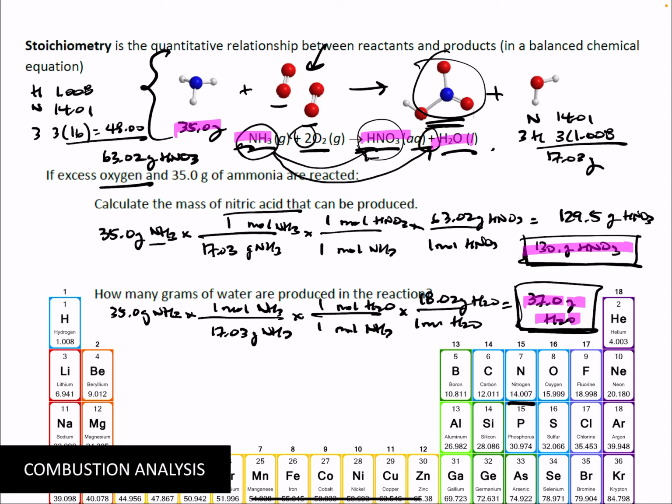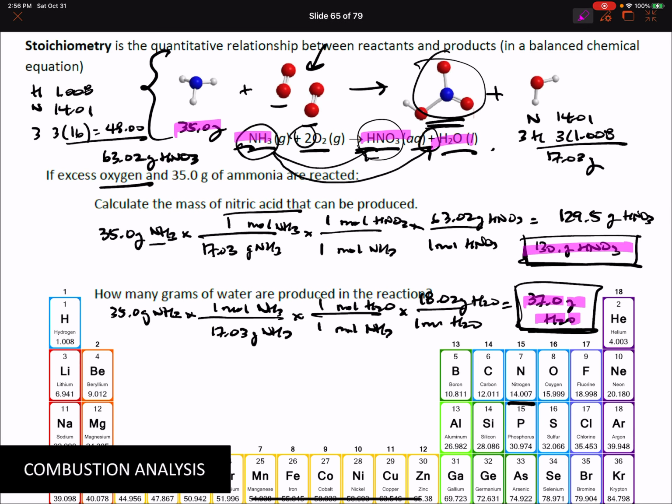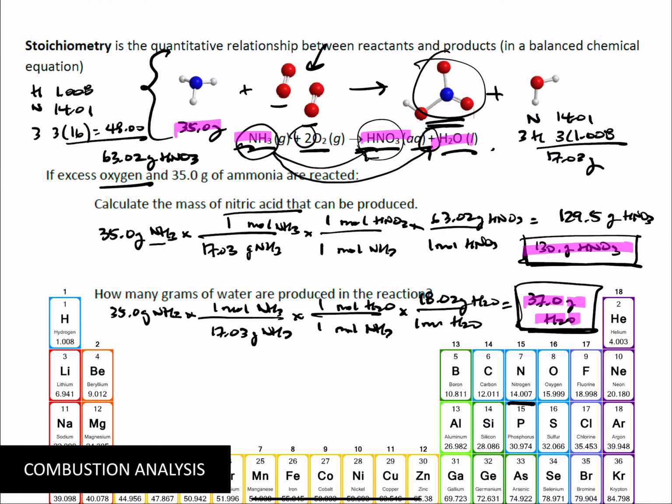So we started with 35 grams of ammonia to get 37 grams of water. What would happen if I started with 129.5 grams of nitric acid? Right? Oh, come on, man. Cooperate. This guy. What do you predict we're going to make for water?